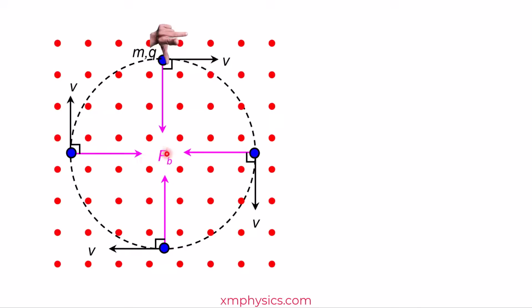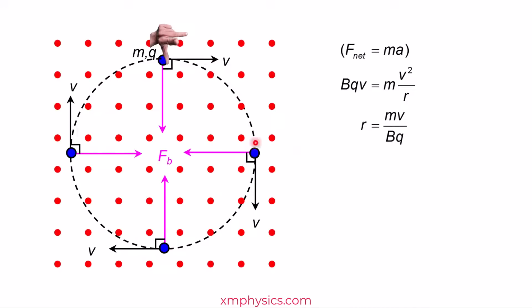If we ask you to calculate the radius of this circular path, you go back to Newton's second law, just that this time you are going to put in BQV to be the net force. The other side is the familiar centripetal force of mv squared over r. Rearrange and you get the expression r is mv over BQ. So if you increase v, you do a circular motion but with a larger radius. Conversely, if you increase the magnetic field strength, Q will still do a circular motion, but with a tighter radius.